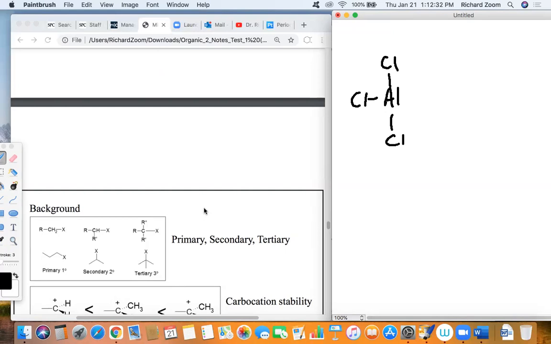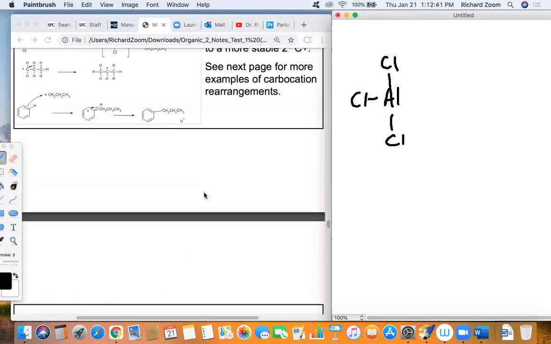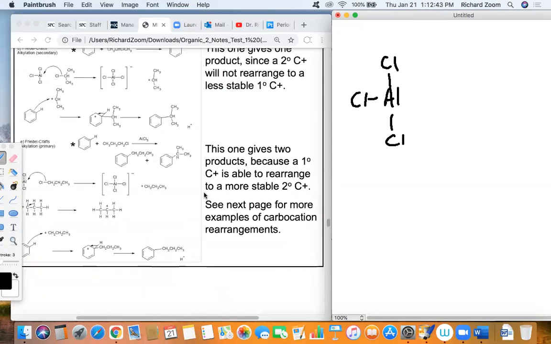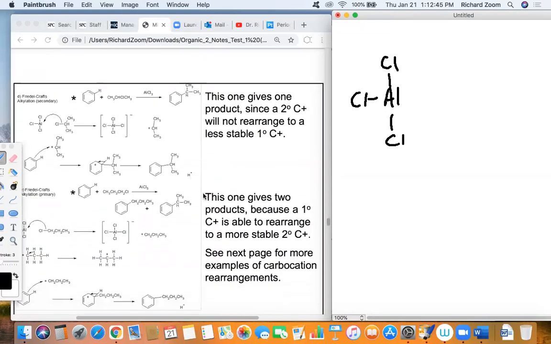Does anybody have any questions about primary, secondary, and tertiary when we're talking about halides, alkyl halides? So this one is secondary.